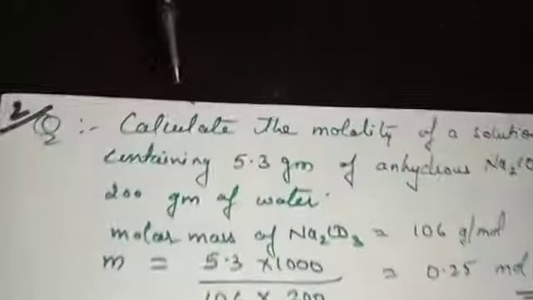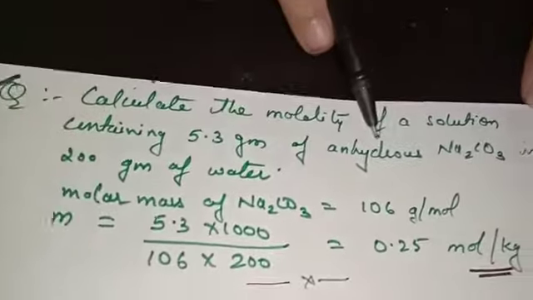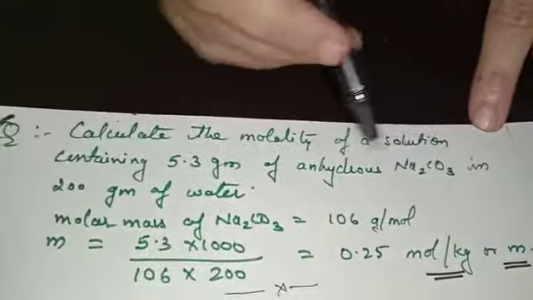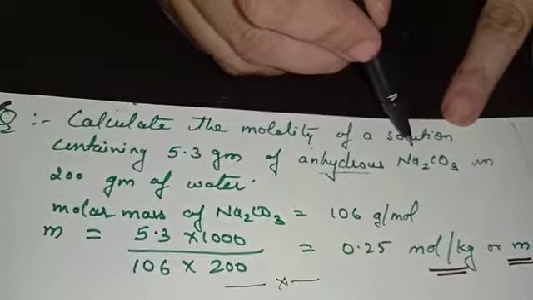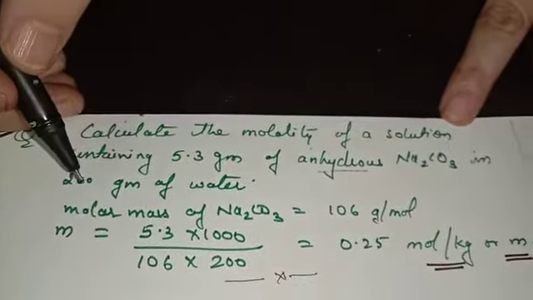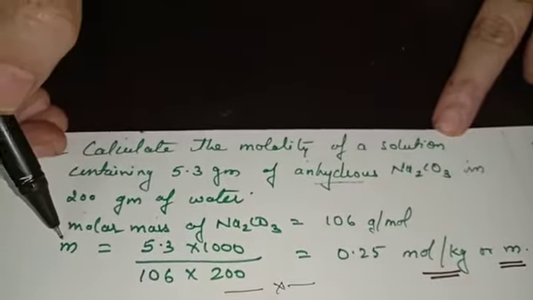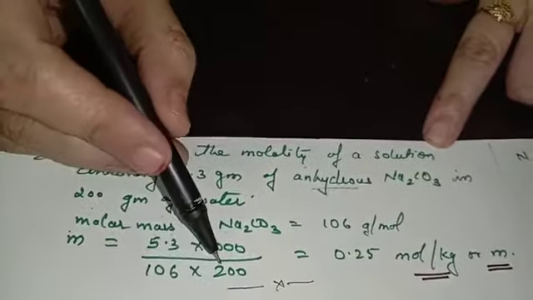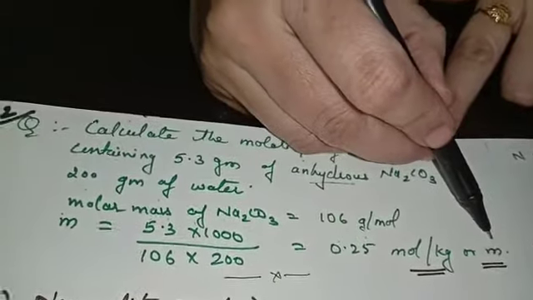Now we are going to solve one numerical problem related to this. Calculate the molality of a solution containing 5.3 gram of anhydrous sodium carbonate in 200 gram of water. Sodium carbonate, that is written anhydrous. What do you mean by anhydrous? That means a salt in which water molecule is not present. So molar mass of sodium carbonate comes to be 106 gram per mole. So small m, that is molality, comes to be 5.3 into 1000 upon 106 into 200. It comes to be 0.25 mole per kg, or I can write it as small m also.